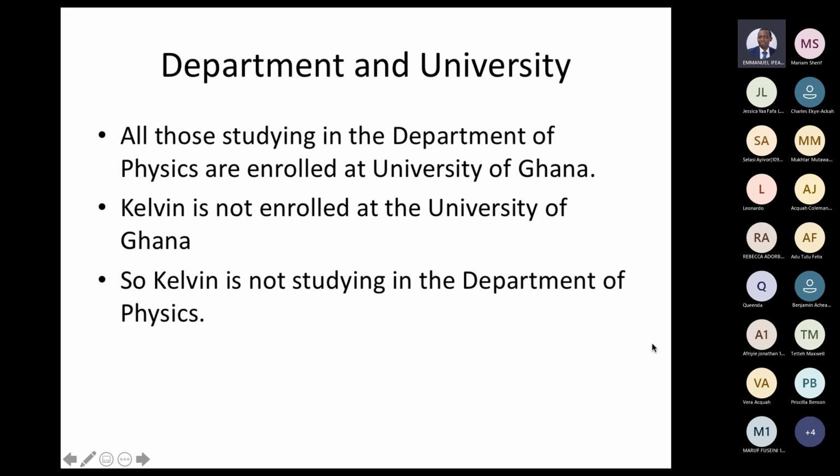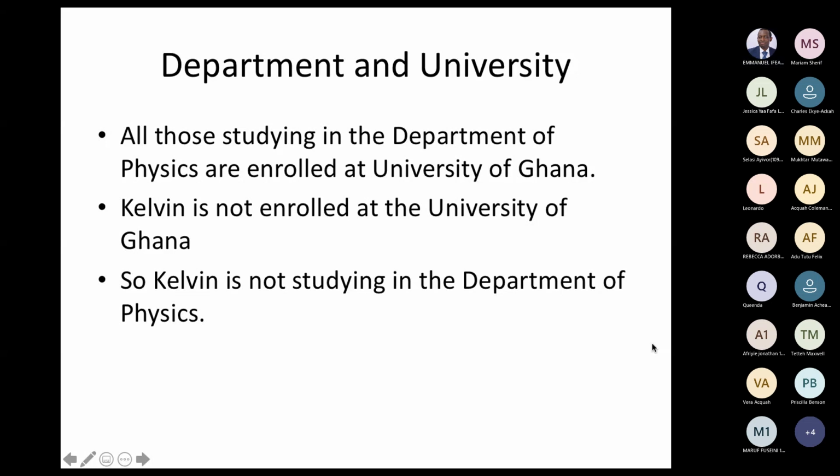To resolve the debate, we have to go and check if Kevin is enrolled in the Department of Physics. And then we go to the registry to find out if Kevin's name is in the registry. And then those at the registry search for Kevin's name in the university students database. And they are not able to find Kevin's name in the university students database. So if Kevin cannot be proven to be in University of Ghana, then there's no way he can be in physics.